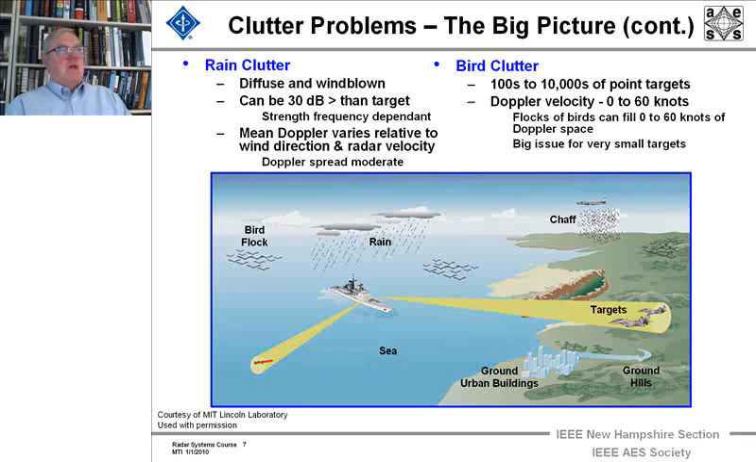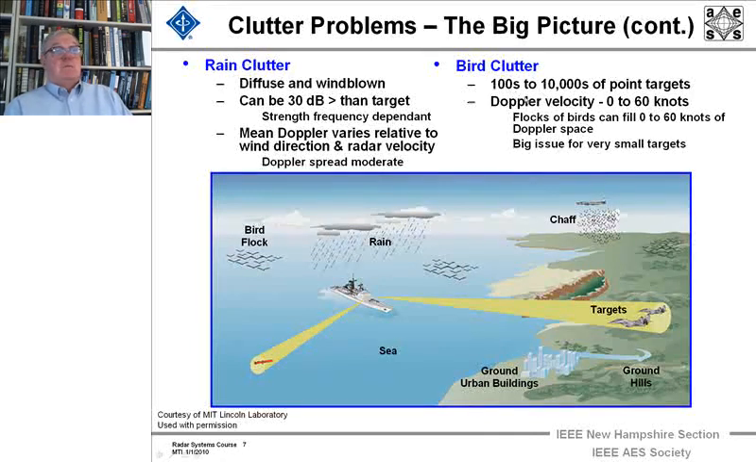The backscatter from the rain is very, very intense. They're talking about 10, 15 inches of rain instantaneous near the eye of the hurricane. But normally 4 or 5 millimeters an hour. And the rain has a Doppler velocity that varies relative to the wind and the radar velocity. And there's a spread that's moderate.